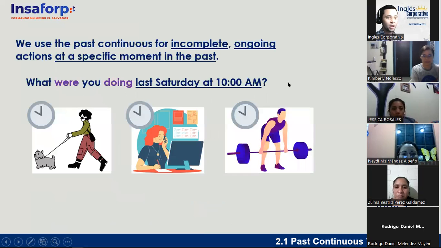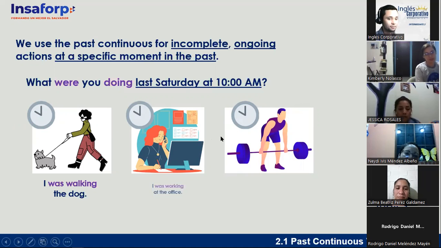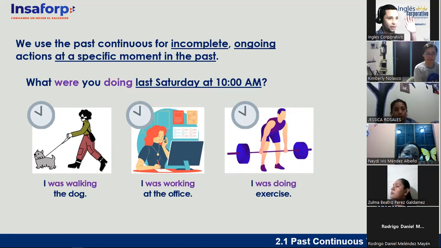Okay? But now, let's take a look at this. We use the past continuous for incomplete, ongoing actions at a specific moment in the past. These are actions in progress, okay? What were you doing last Saturday at 10 a.m.? Well, we asked these three people and they said, I was walking the dog. I was working at the office. I was doing exercise. I have a question. What were you doing last Saturday at 10 a.m.? I was teaching a class. What were you doing?